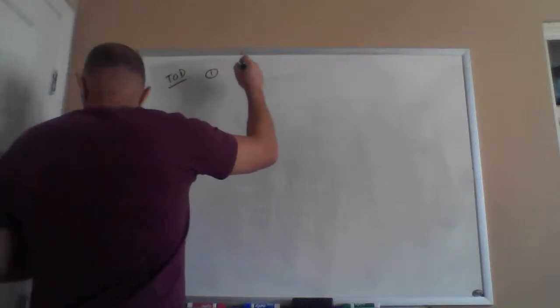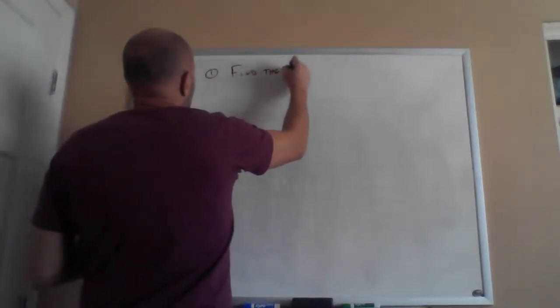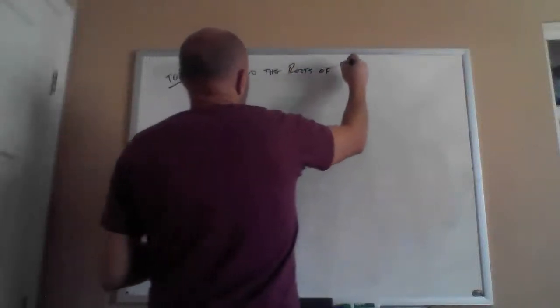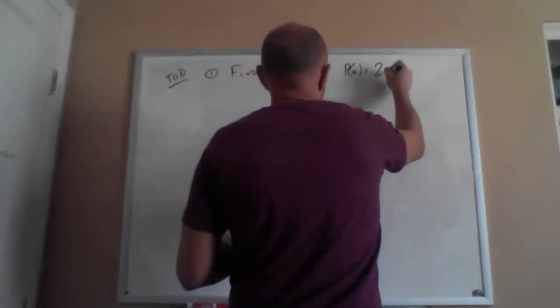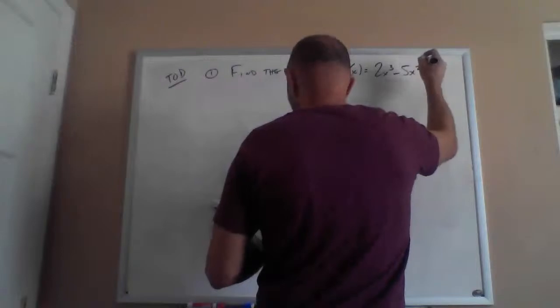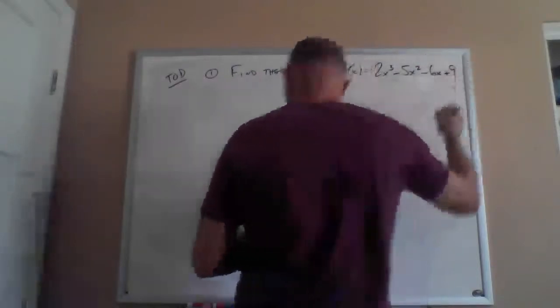So the first one is: find the roots of P of x is equal to 2x to the third minus 5x squared minus 6x plus 9.